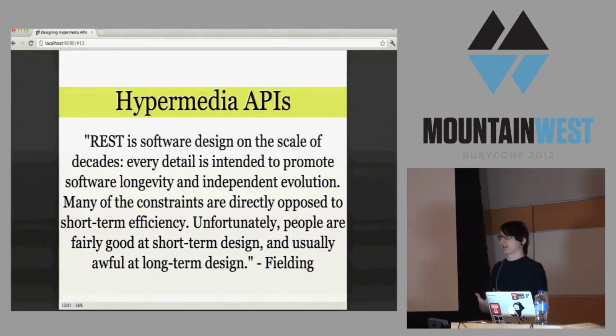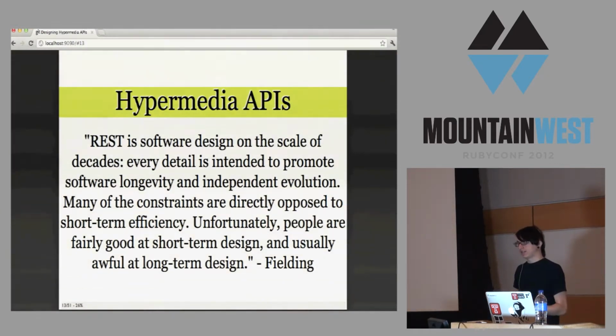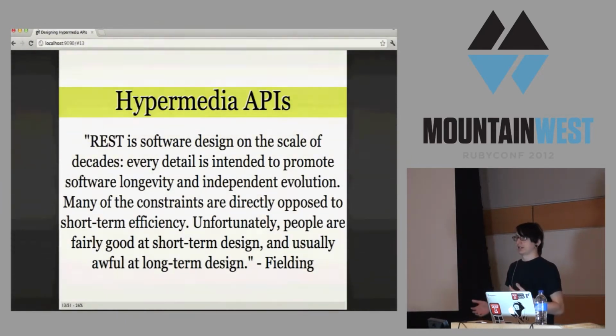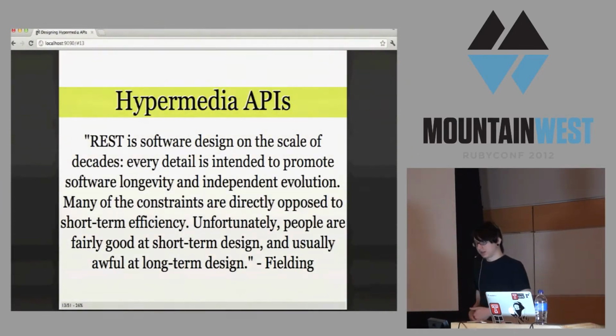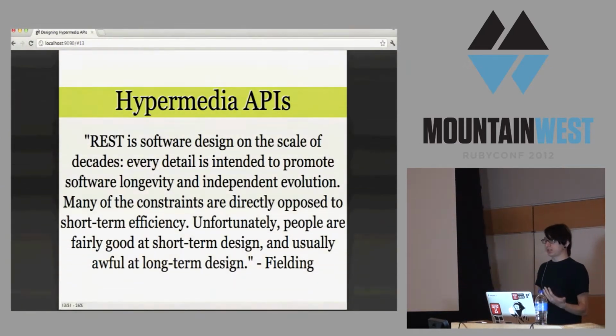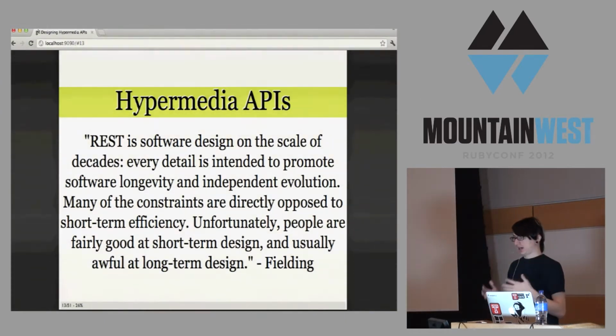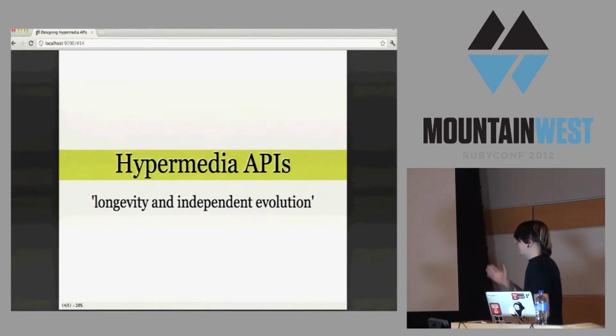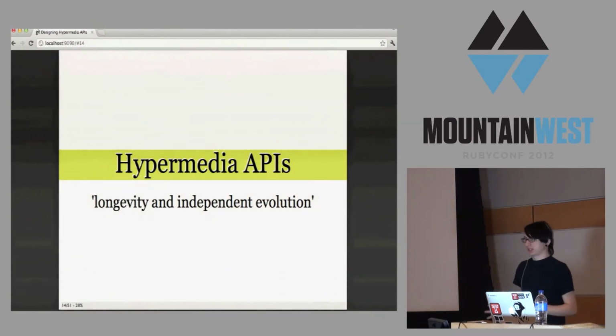Every single time that I don't test my code, at least since I learned and got good at testing anyway, I always kick myself later down the line when I try to change something and it breaks. So I do this too. People in general are very bad at short-term versus long-term decision making. So everything is focused towards these long-term design goals: longevity and independent evolution, the two big things that he cites.